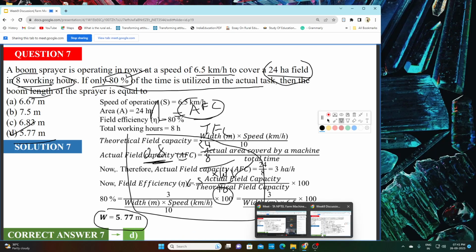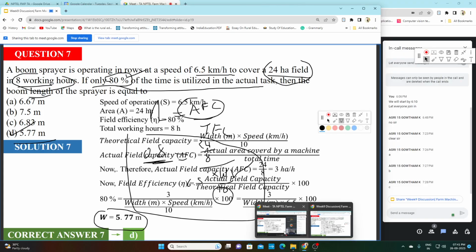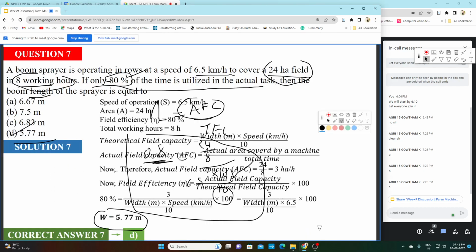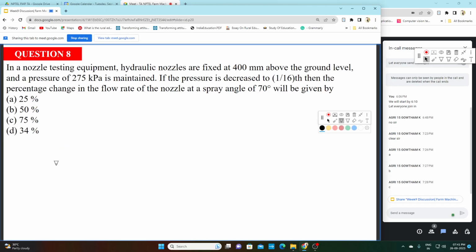So is this question clear? Any doubt in this question? Okay, this question is clear. Now let me move to the next question.